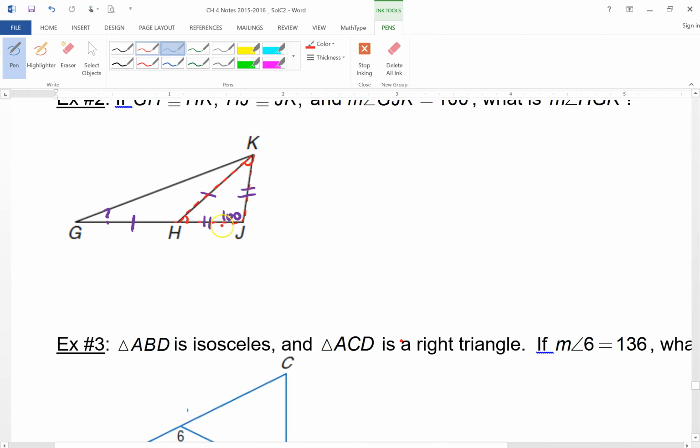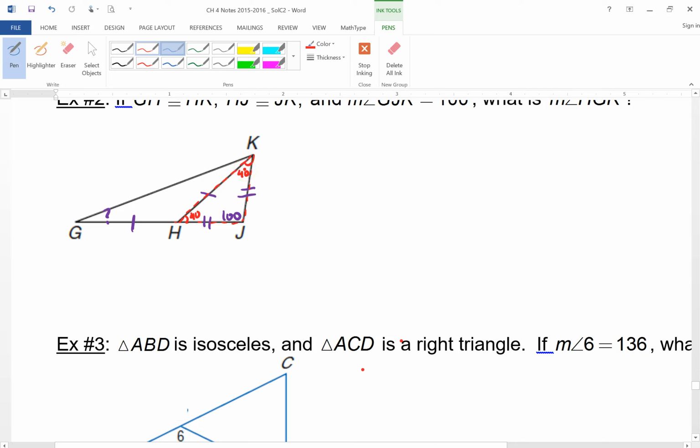And if side HJ is congruent to JK, that means the base angles there are congruent. So now, if this is 100, and we subtract from 180, then I have how much left? 80, which means each gets 40. So 40 for this, 40 for this.